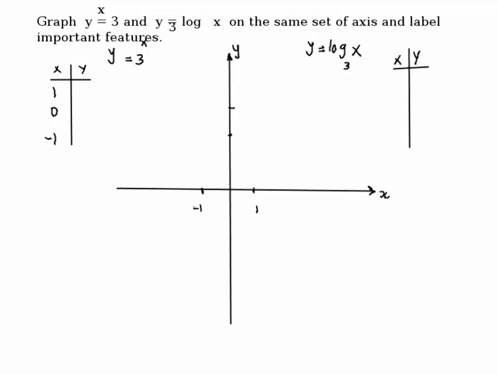Graph y is equal to 3 to the power of x and y is equal to log of x to the base 3. Take a look at the first one. If x is equal to 0, y would be equal to 3 to the power of 0, which is equal to 1. So our graph passes through this point here.